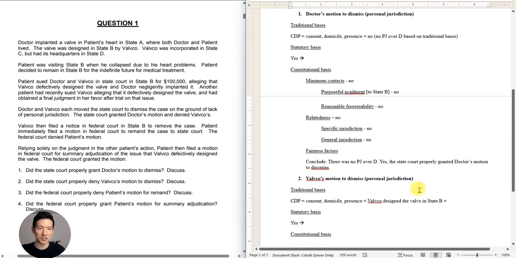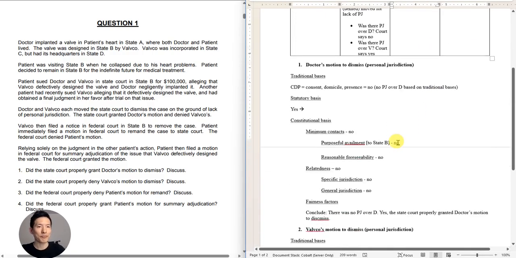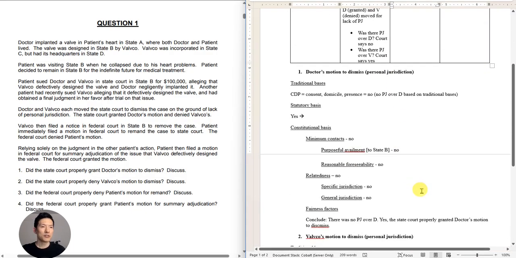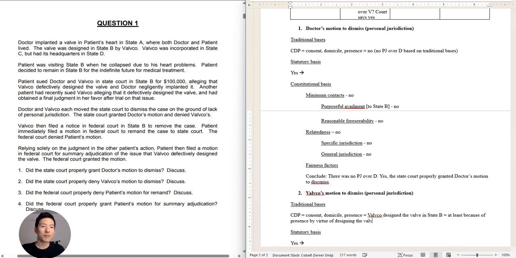Domicile, no, I don't think we have domicile because Valveco's domicile is in state C and in state D. Consent, by designing the valve in state B, it sort of invites lawsuits and contacts and so on. So I think we can say that at least because of presence, by virtue of designing the valve in state B, there is a basis for having personal jurisdiction over Valveco in state B.